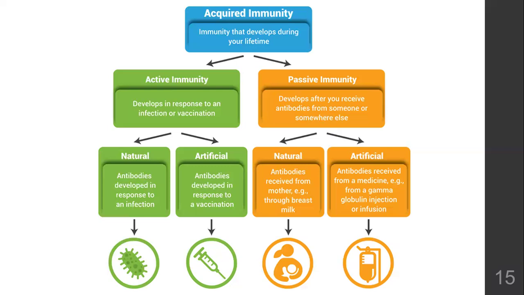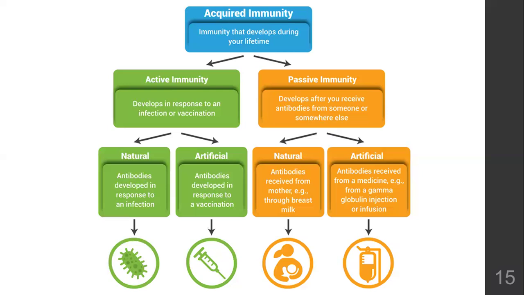Coming to passive immunity, again natural and artificial. Passive means it is passed on to you by somebody else. The natural way of passing immunity is breastfeeding, through breast milk. When the mother feeds the child breast milk, naturally the child will get antibodies from the mother. So the mother is passing down her antibodies to the child.